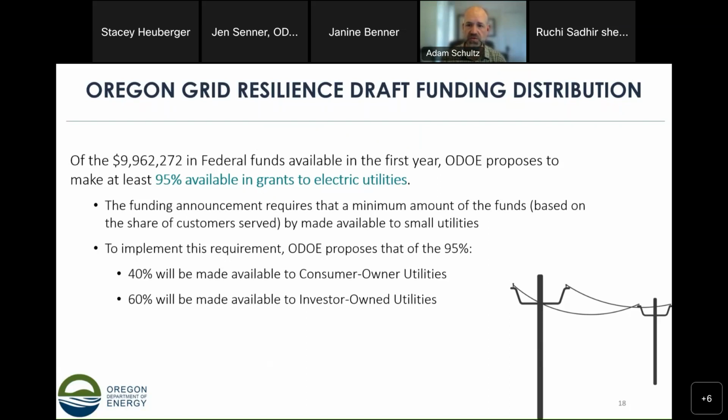There's also a note on the federal funds. There's a limitation that no more than 5% of the federal funds can be used for program administration, tech assistance, and information sharing. So at minimum, 95% of those federal funds will be available as direct grant awards to utilities.